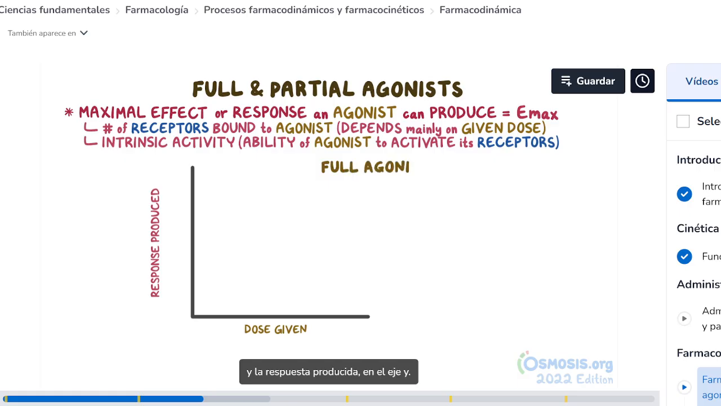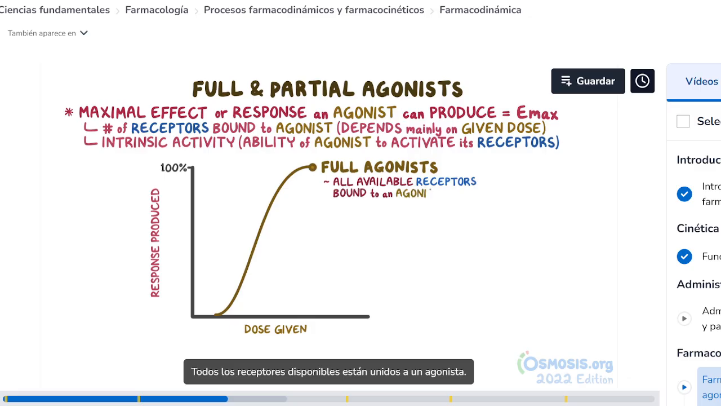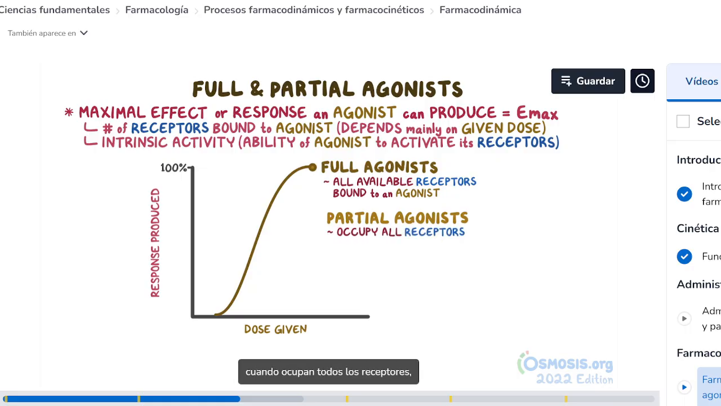So full agonists, upon binding to the receptor at high doses, are capable of producing a maximal response of 100% Emax on the y-axis. This represents the point when all available receptors are bound to an agonist. In contrast, partial agonists, even at very high doses, when they occupy all of the receptors, result in a smaller response, so their Emax will be lower. For example, a 70% response would shift the curve downwards.